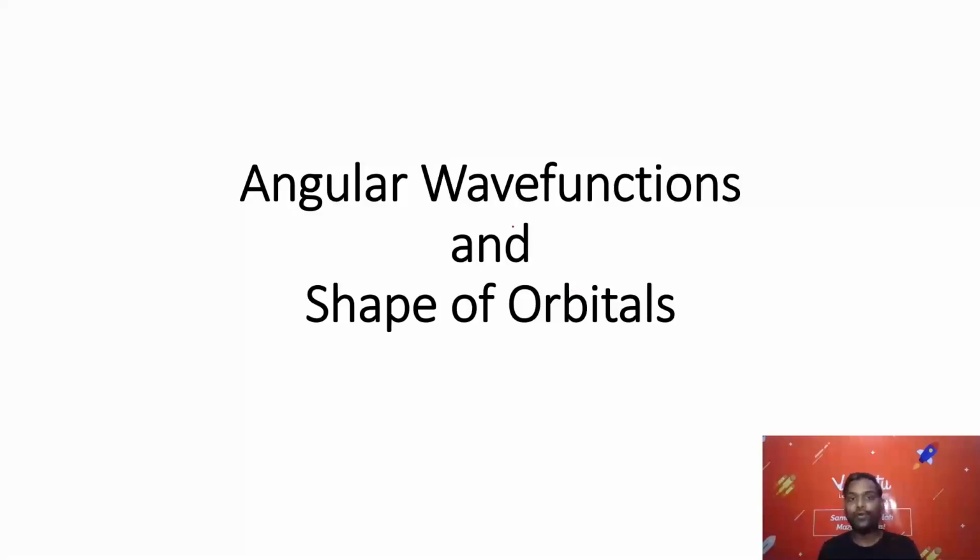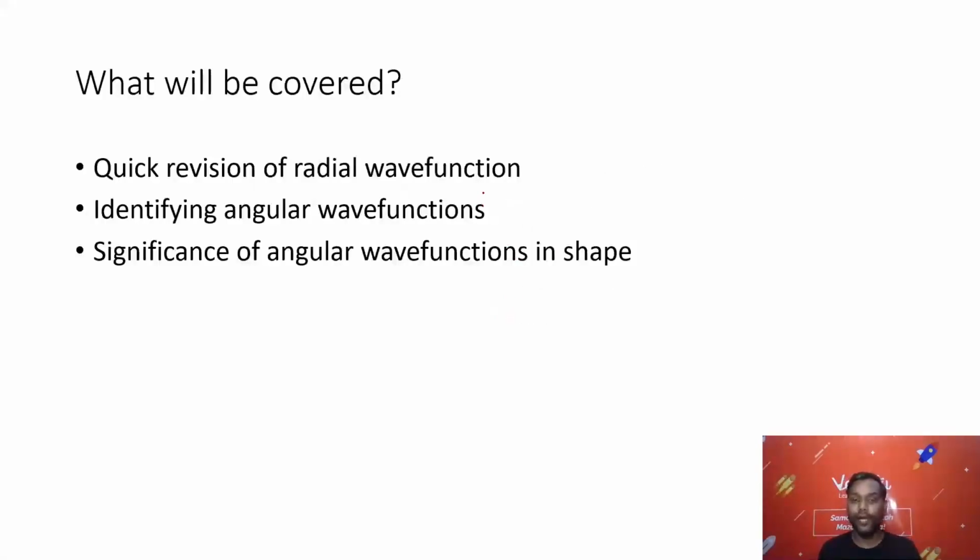Today I will be talking about angular wave functions and their role in the shape of orbitals. Although my primary focus would be the angular wave function, I will briefly discuss the radial wave function also, and then I will move on to the main part, that is the angular wave function, where I will tell you how to identify a given orbital if its angular wave function is known, and then using the angular wave function we can justify the shapes of the orbitals which we already know, like s has spherical shape, p has a dumbbell shape. All those shapes can be justified with the help of the angular wave function.